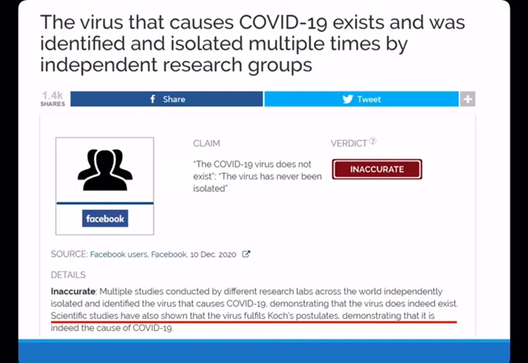Many of you may consider that Koch's postulates are very ancient and will not affect the current situation. However, the virus that causes COVID-19 was discovered through different scientific evidence that also showed that the virus fulfills Koch's postulates, demonstrating that it is indeed this virus that was the cause of COVID-19.